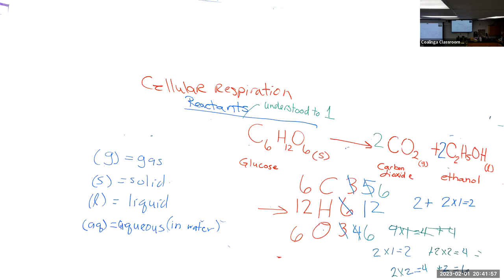Real quick, how'd you get 6 from some? From what? From oxygen. Oxygen, okay. So we have 2 times 2, so that's 4. And we have 2 times 1, and that's 2. So 4 plus 2, 6.